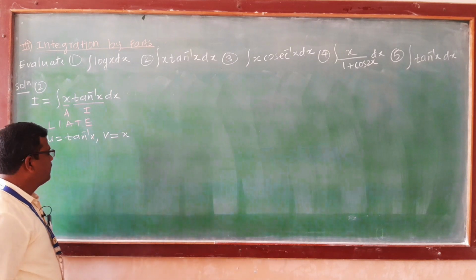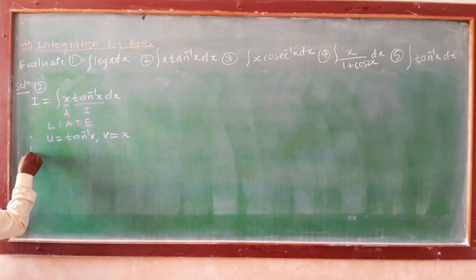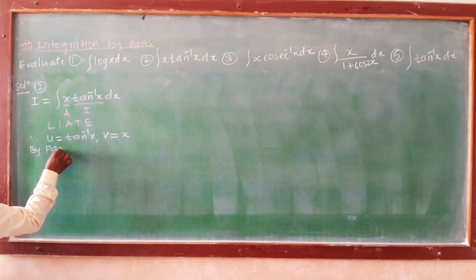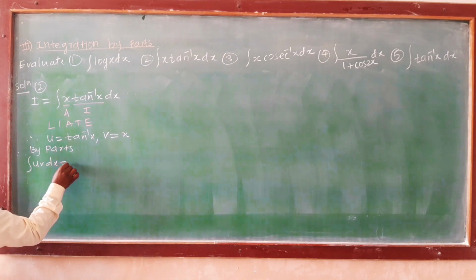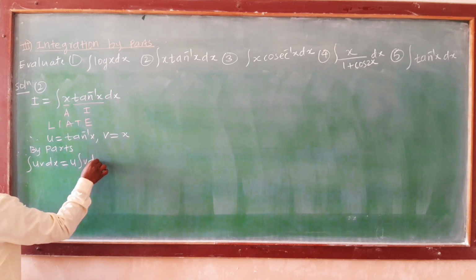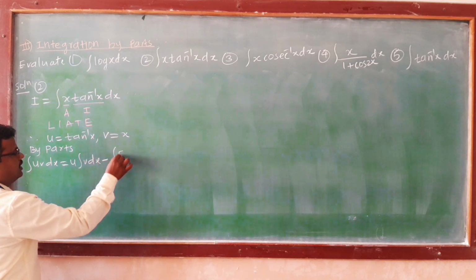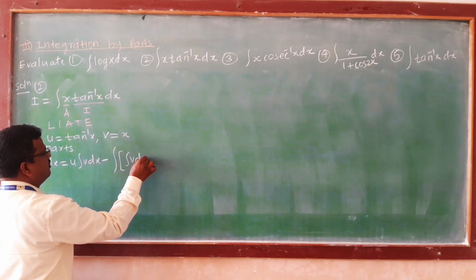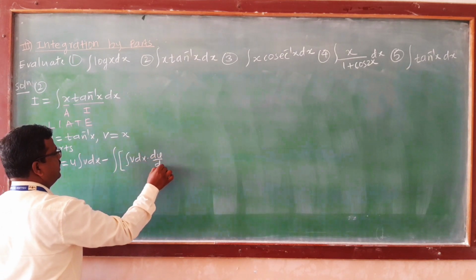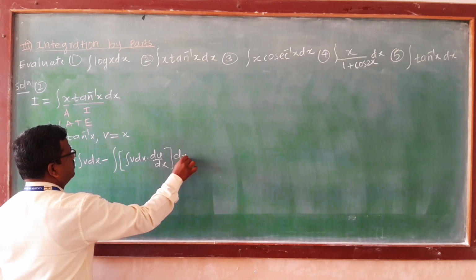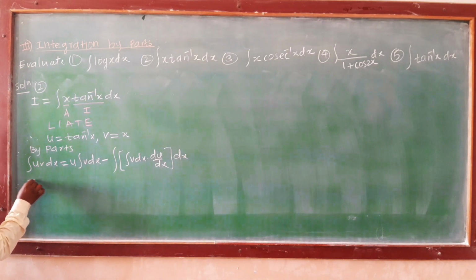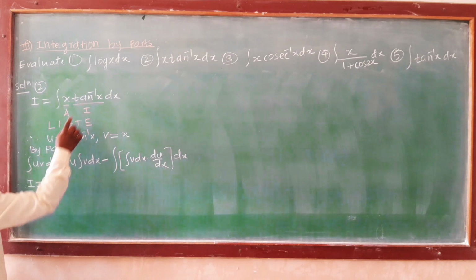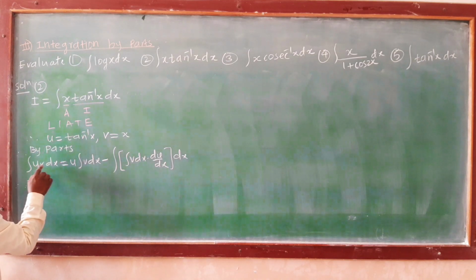Now, by using parts, this is the formula: integration of u v dx is u integration of v dx minus integration of integration of v dx into du by dx with respect to x. Now, put values. Therefore, I means this x into tan inverse x, that means u into v.